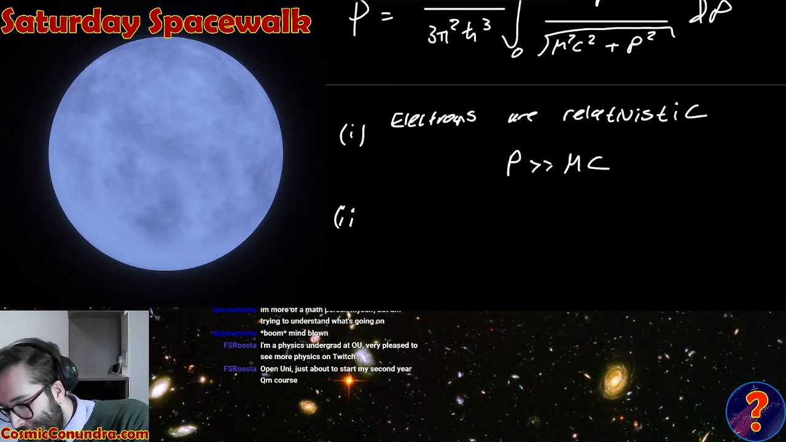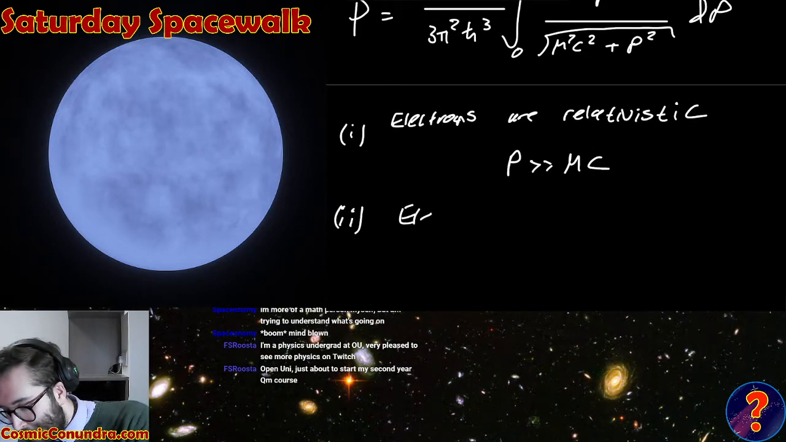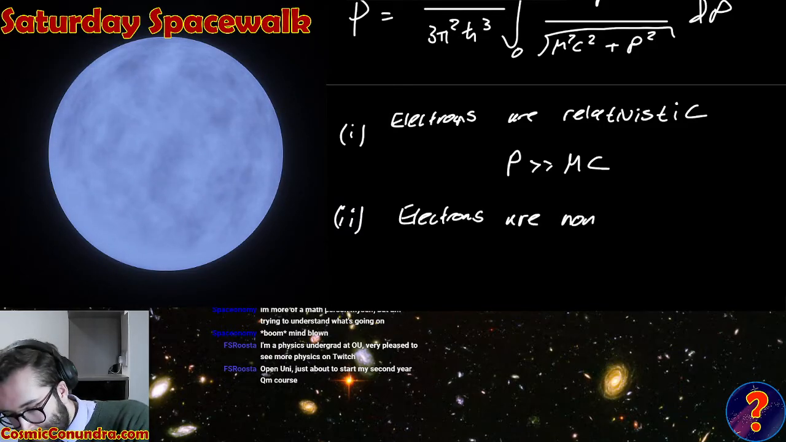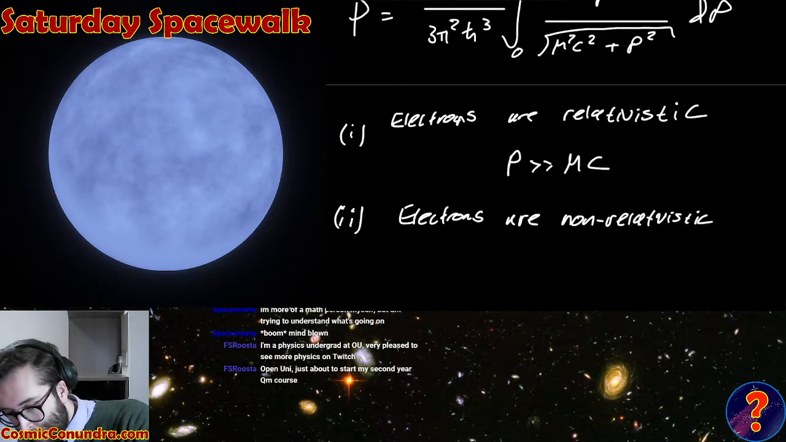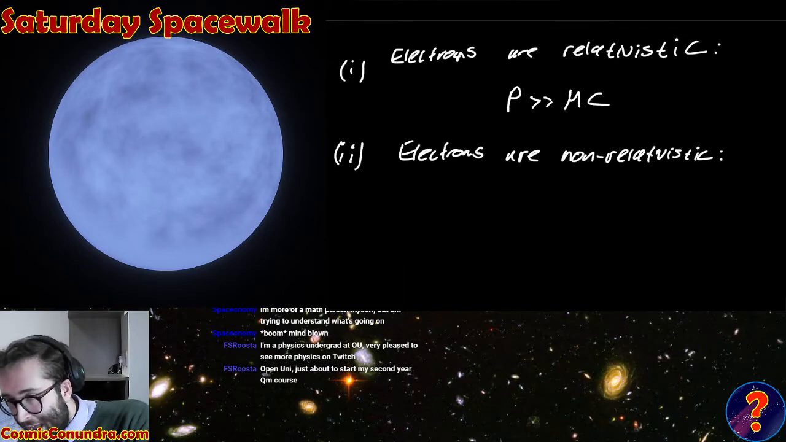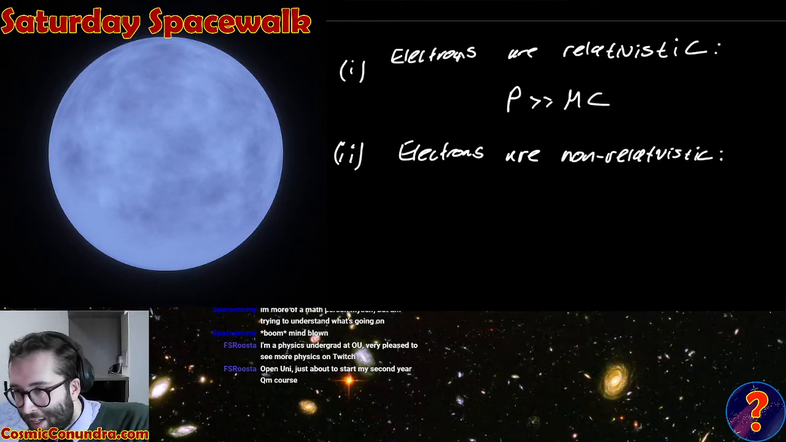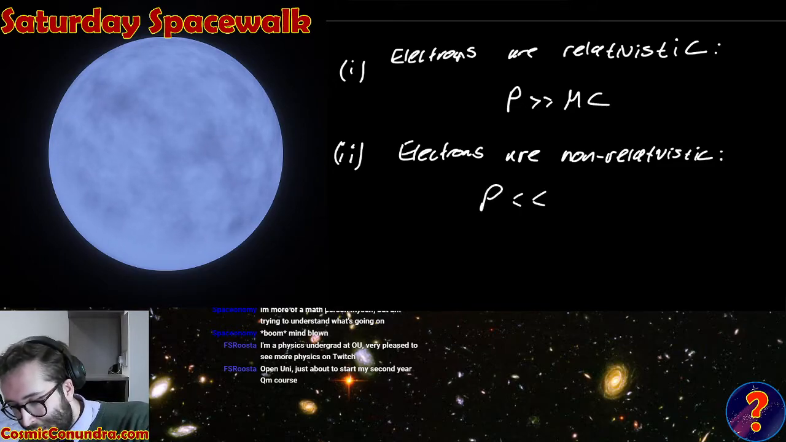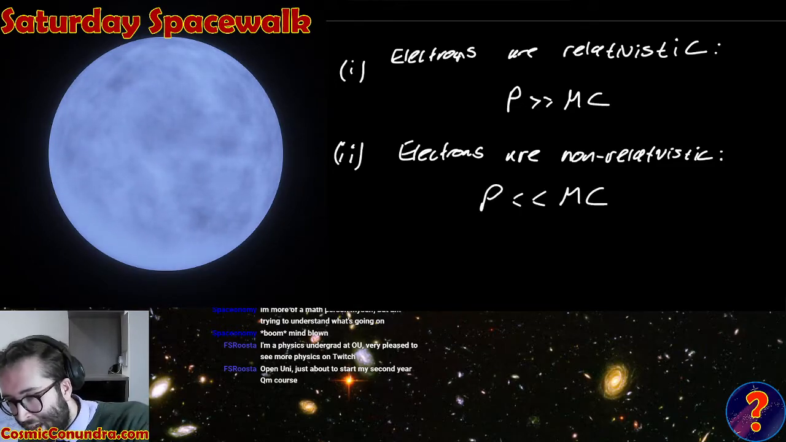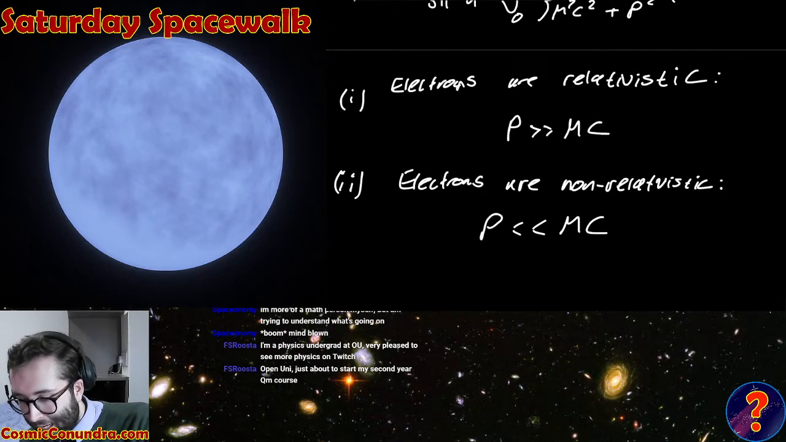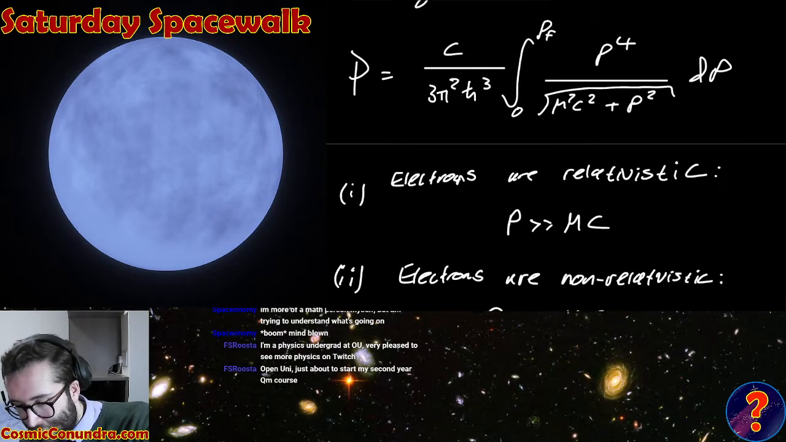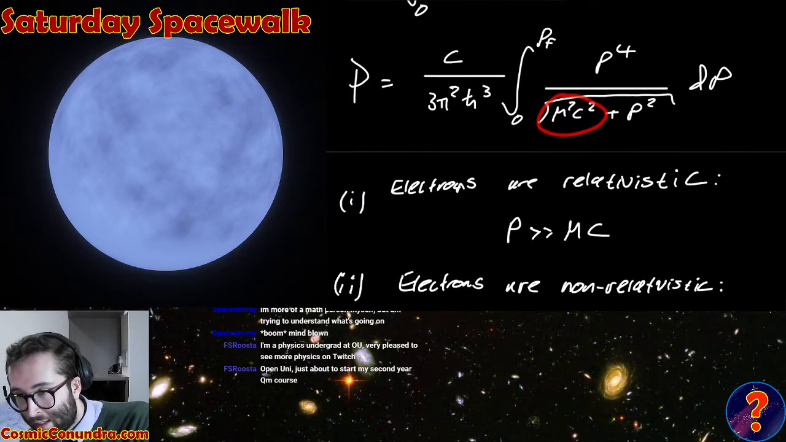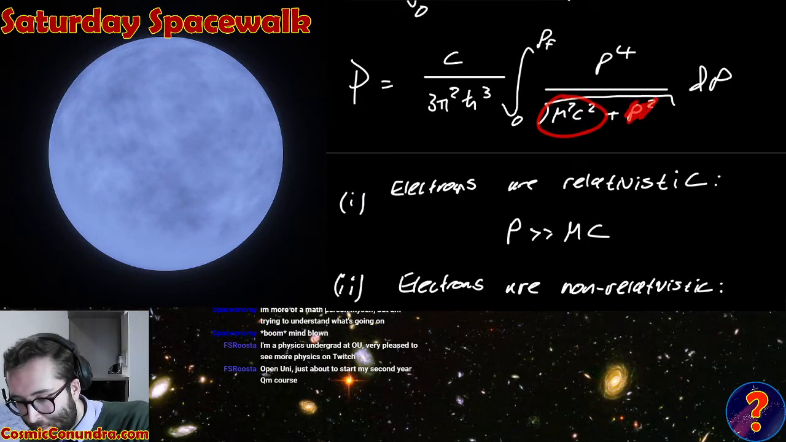There's another limit. If the electrons are non-relativistic, this means that their energy is dominated by their mass energy, so they're not moving particularly quickly. So their momentum is much, much less than mc. And in that case, this term in the denominator will dominate over this term.